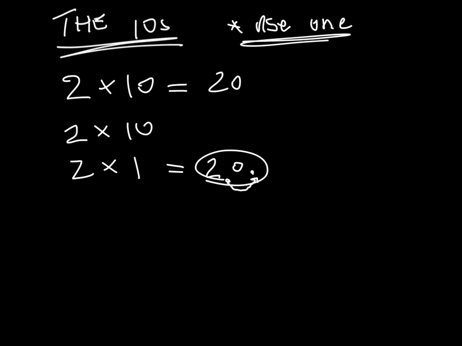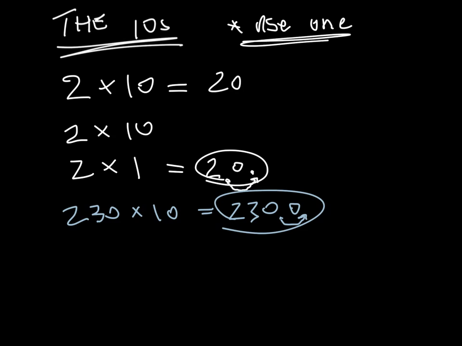So we could really take any number. We could take 230 times 10 and just do the same thing. Well, 1 times 230 is 230, but I have to move my decimal 1 place value and fill it in with a 0. Now, what if I had a decimal, you ask?